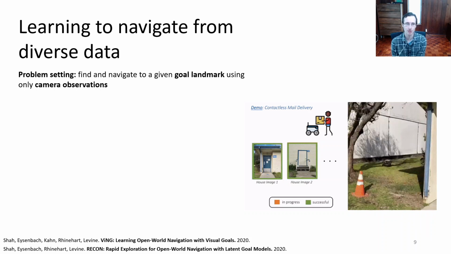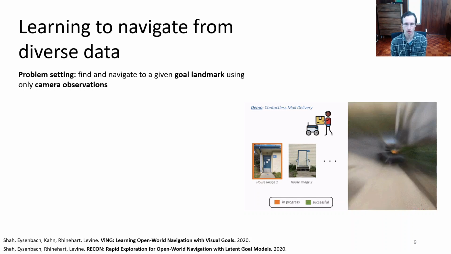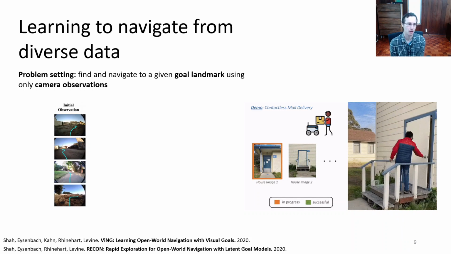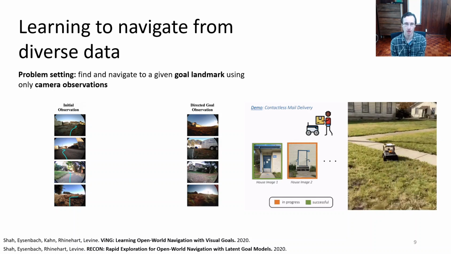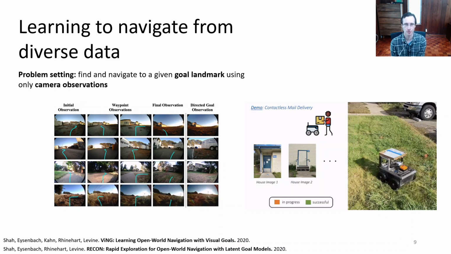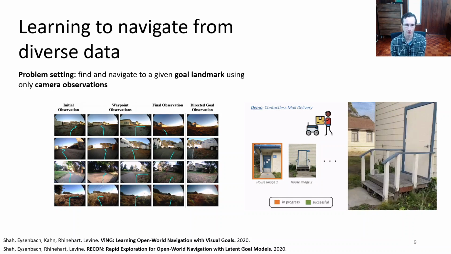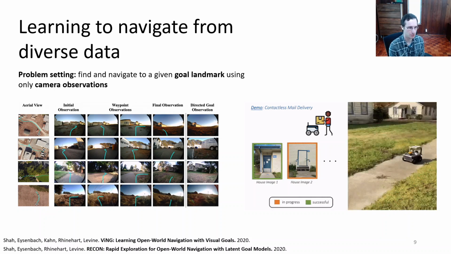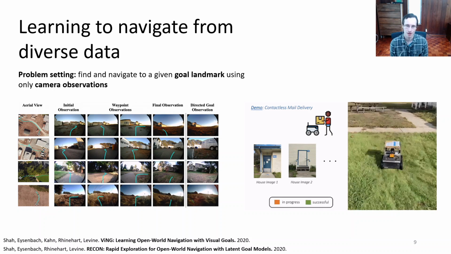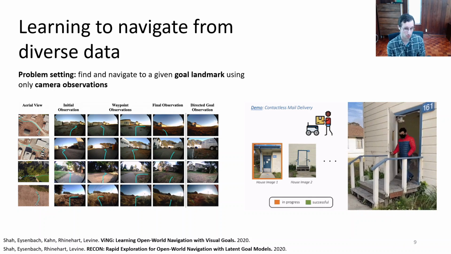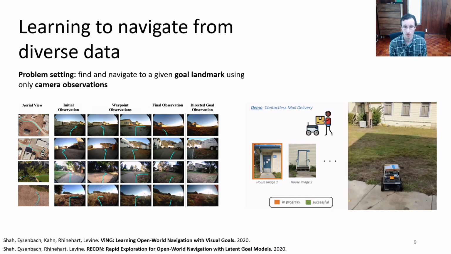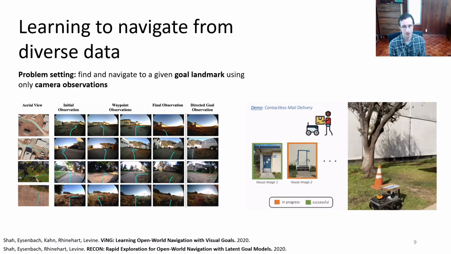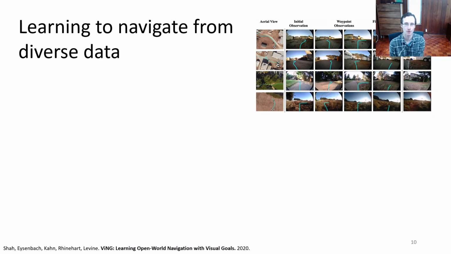So the problem setting is find and navigate to a given goal landmark using only camera observations. The robot gets its current observation, it gets a picture of the desired goal, and it's supposed to figure out what to do in between to solve the navigational problem. In a lot of these presentations, I'll show some overhead views. Unless I state otherwise, the overhead views are provided for your illustration, although in some cases we will actually give satellite images to the robot to aid in navigation, but for now we're not doing that.